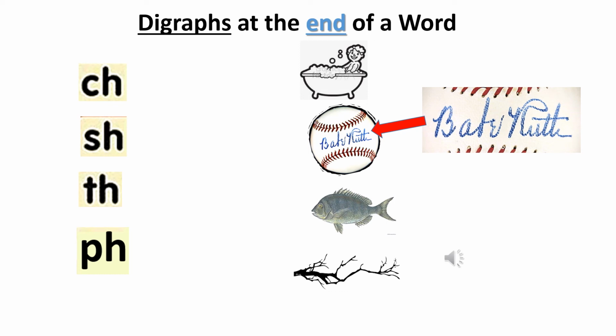Listen as I say the word for each picture. Listen to the sound at the end of each word and try to match the digraph to the sound you hear at the end of each word. Bath, bath. Autograph, autograph, fish, fish, branch, branch.